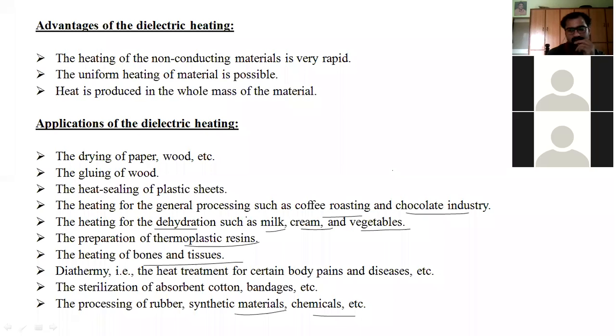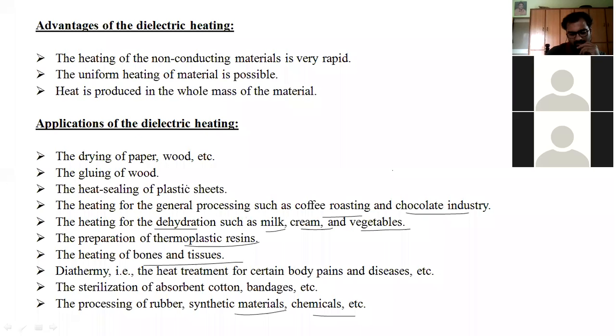Not only on the industrial side, we also use it on the side of medical treatments, like diathermy and sterilization. So all those things are to be considered. So up to this, we are going to end this topic, that is dielectric heating.